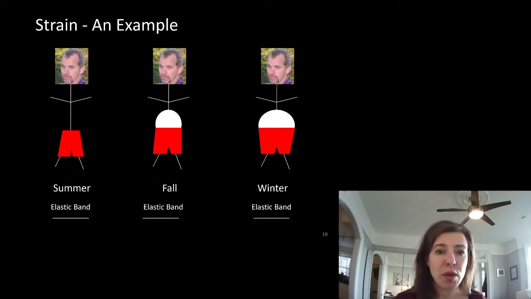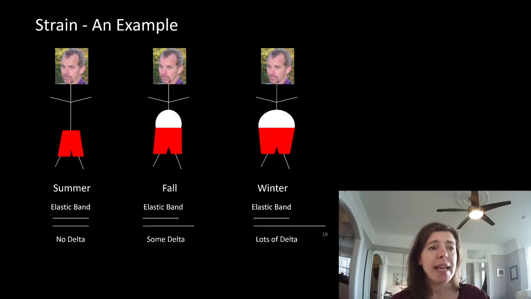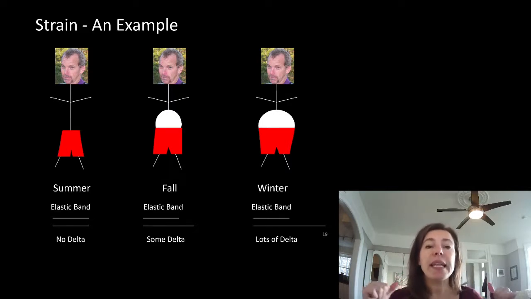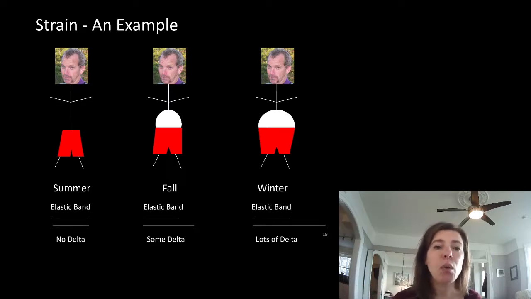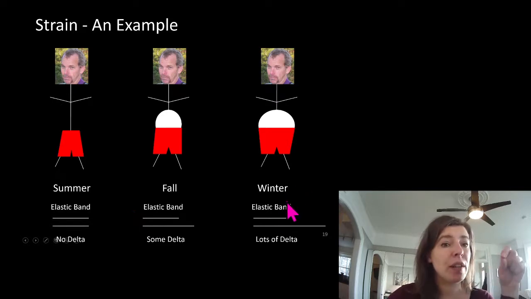Before he put the shorts on, the elastic band was the exact same length for all 3 examples. In the first one, there was no change in the elastic band. It fit perfectly. In the fall example, he stretched that elastic band some amount. There was a delta. And in the winter, he stretched it more, so there was lots of delta. So all 3 of them had the same original length, but they all had a different delta.